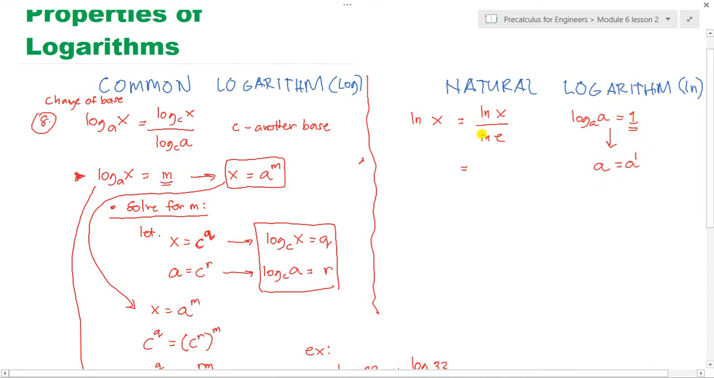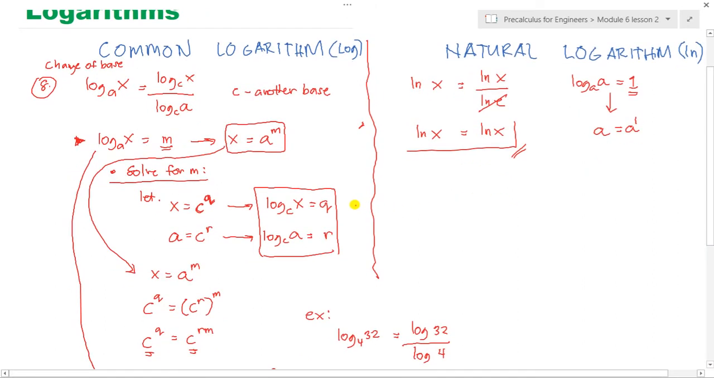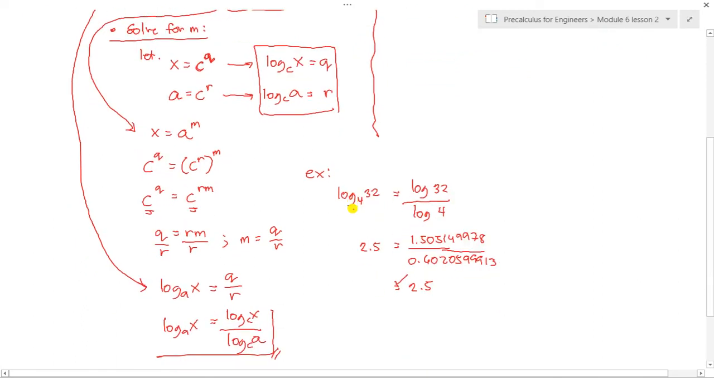So here, the ln of e is equal to 1. So again, we have ln of x is equal to ln of x. So we have verified the change of base for the natural logarithm. But since it is understood that the base of the natural logarithm is fixed, the change of base property is more useful with the common logarithm, because in the common logarithm the base can be any number.